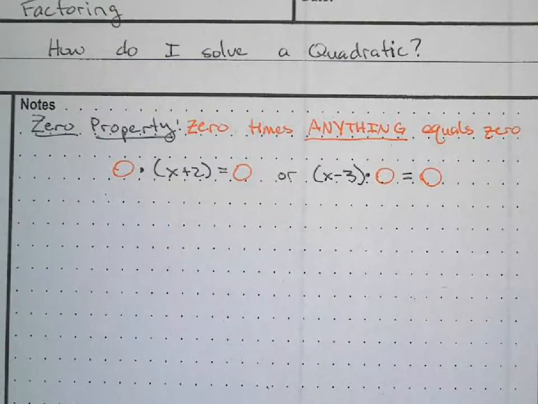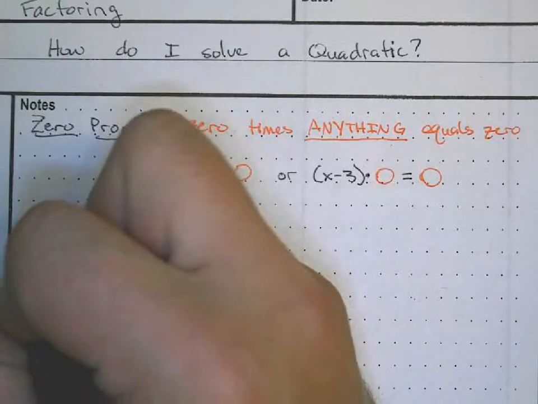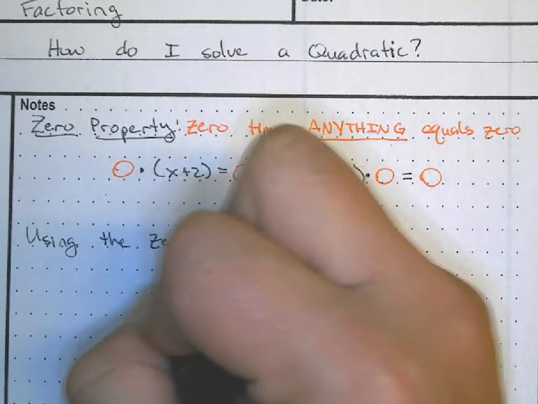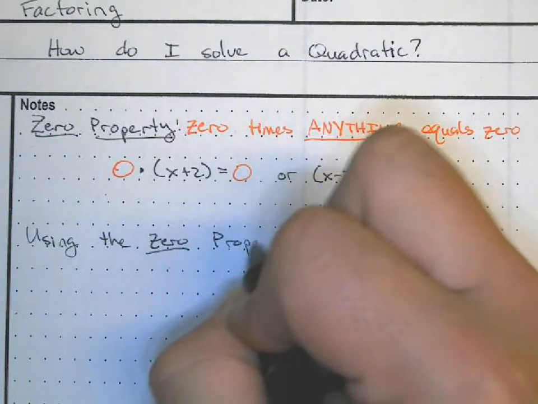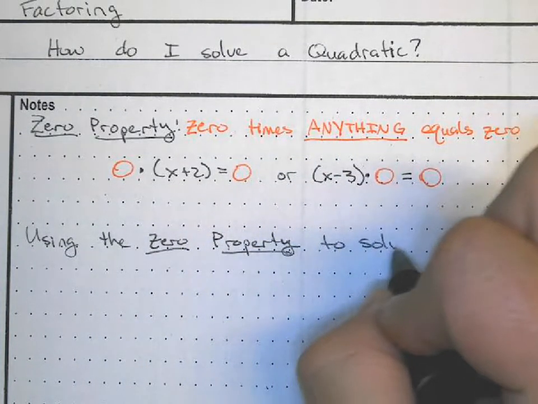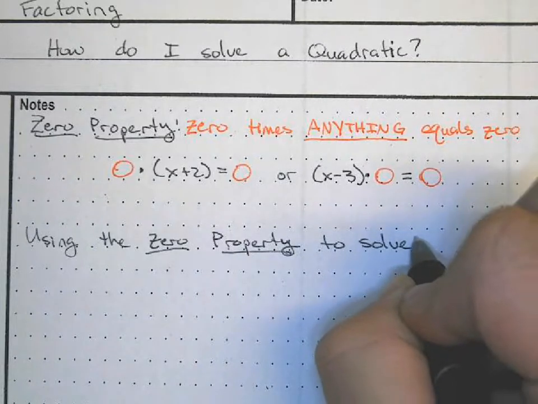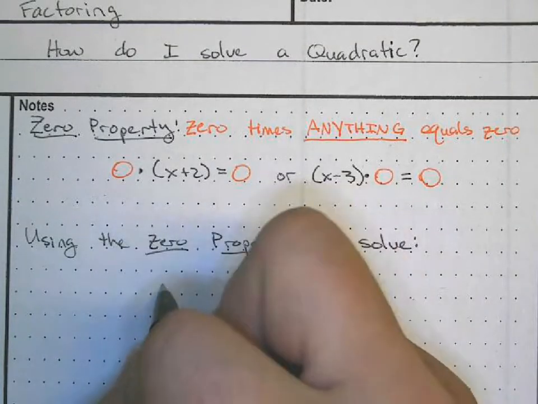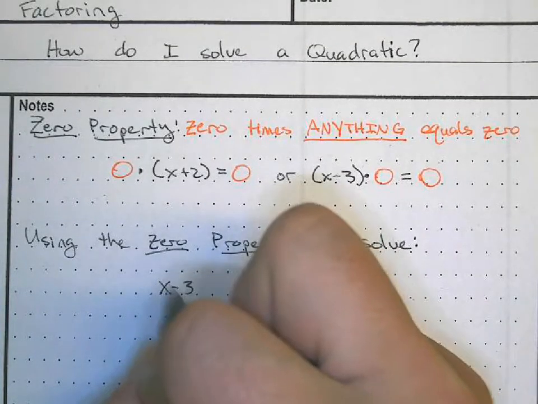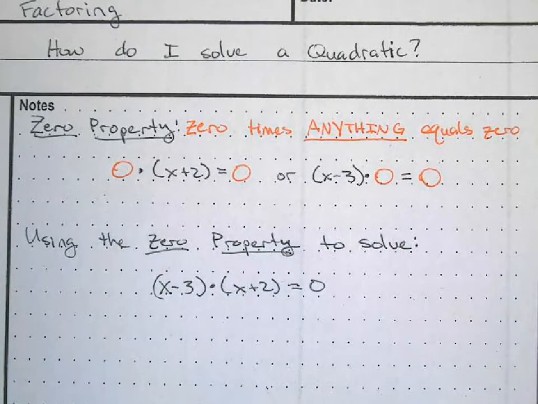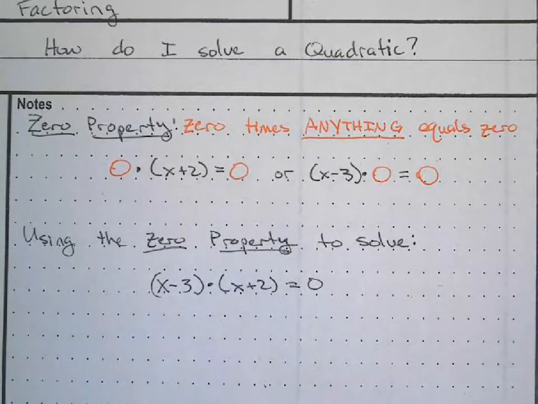So now let's talk about using the 0 property to solve. I'm going to use my two ideas from above. Let's say I had x minus 3 times x plus 2, and that was already equal to 0. I need to figure out x values to make this a true statement.